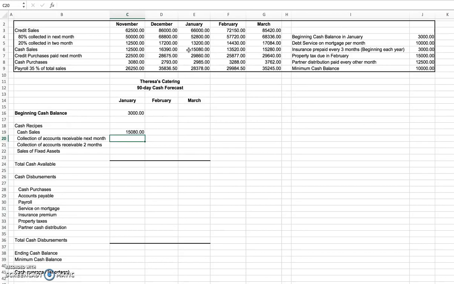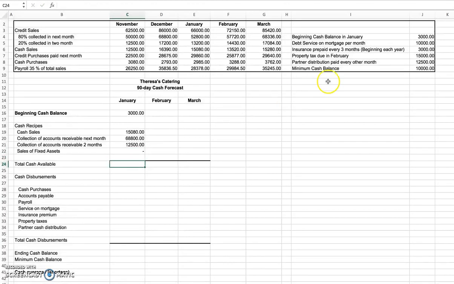Now, collection of accounts receivable next month. Again, this is the money that has materialized due to the credit that was owed to us. In this case, we're looking for the 80% of our credit sales from December. And the collection of accounts receivable for 2 months is the 20% of the money collected in November. Now this money has actually materialized, and we're going to get this cash in January. And sales of fixed assets: it does not look like we've sold anything of any value, so we can just leave that as 0 or empty.